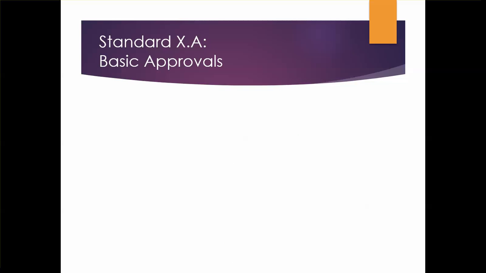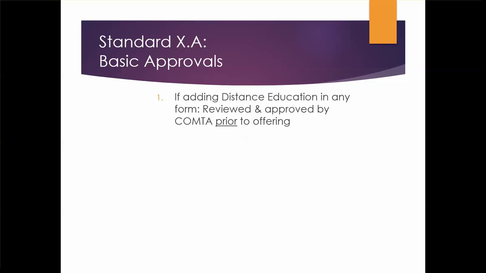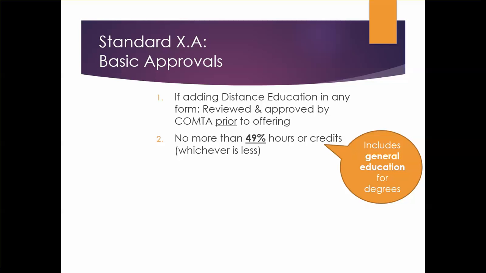Let's take a look at the requirements in the basic approval section of the standard. Essentially, if you're adding distance education, meaning you're currently accredited and you're going to add distance education to your program in any form, it does need to be reviewed and approved by COMTA prior to offering it. And again, no more than 49% of the hours or credits, whichever is less, can be offered in an online format. It's not allowed under COMTA's recognition criteria from the Department of Education. This does include general education for degrees, so do make sure that that's part of it.